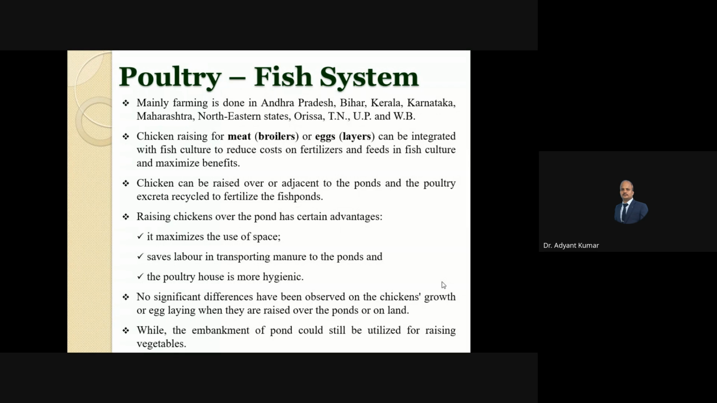This method of raising chickens over the pond has the advantage that it maximizes the use of space, saves the labor in transporting manure to the pond, and the poultry house becomes more hygienic in comparison to others. Thus, no significant difference is observed in the chicken growth as well as egg laying whether they are raised over the ponds or on the land. While the embankment of the pond could still be used for raising vegetables.